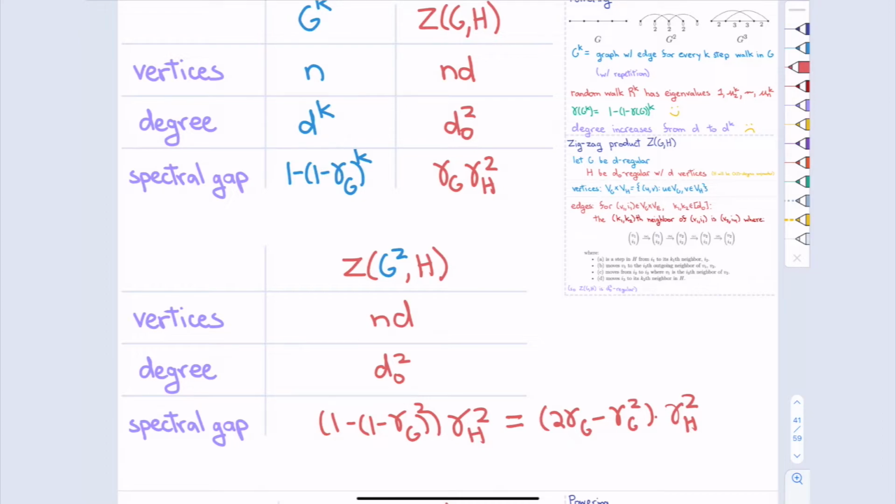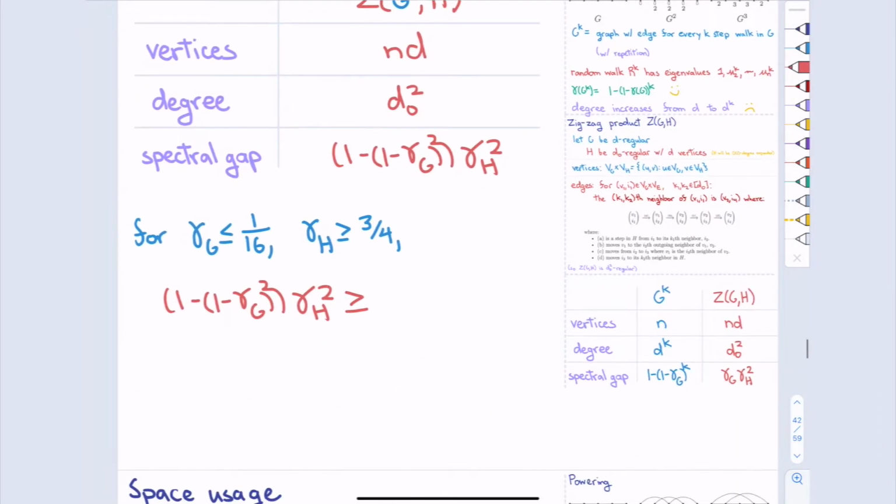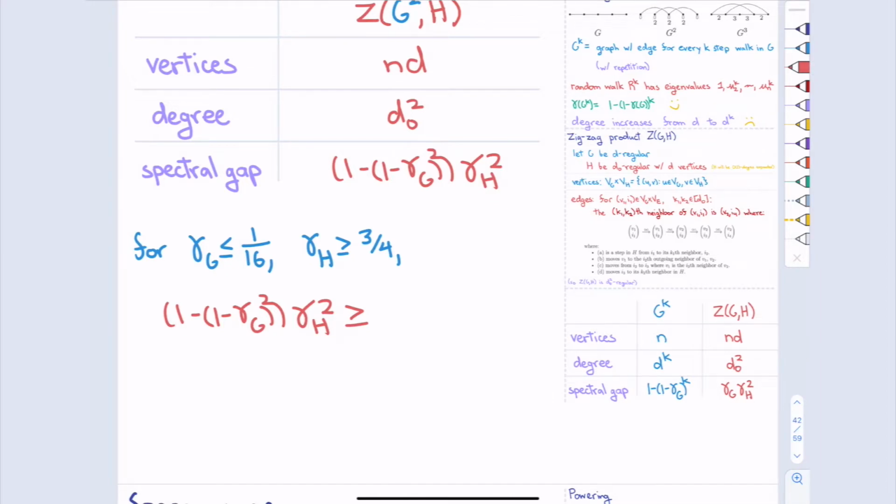Okay. So I guess that's why I chose these numbers. 2 gamma g minus gamma g squared times gamma h squared. Okay. So if I plugged in gamma g is at most 1 over 16 and gamma h squared is at least 3/4, I hope this works out. All right, what's 2 minus 1 over 16? Okay, 31 over 16 times 3/4 squared.